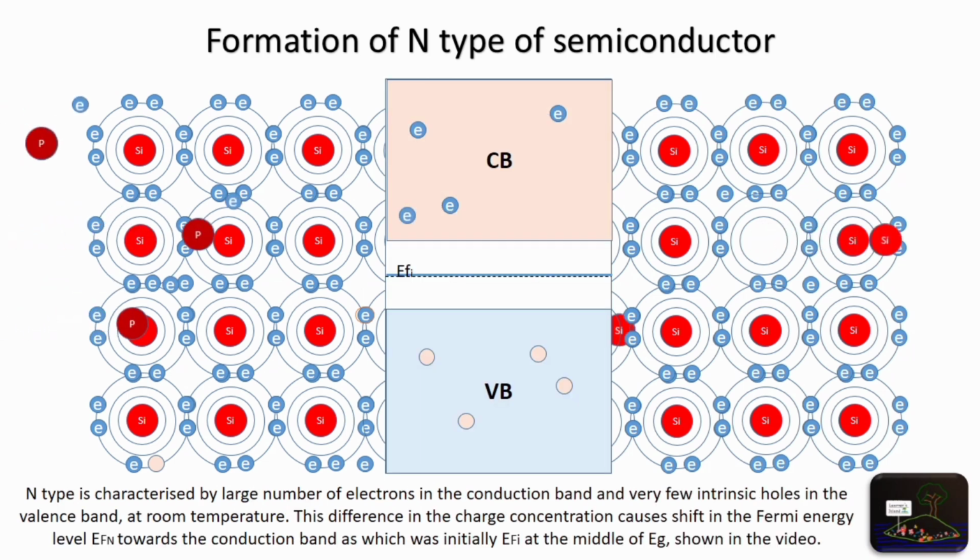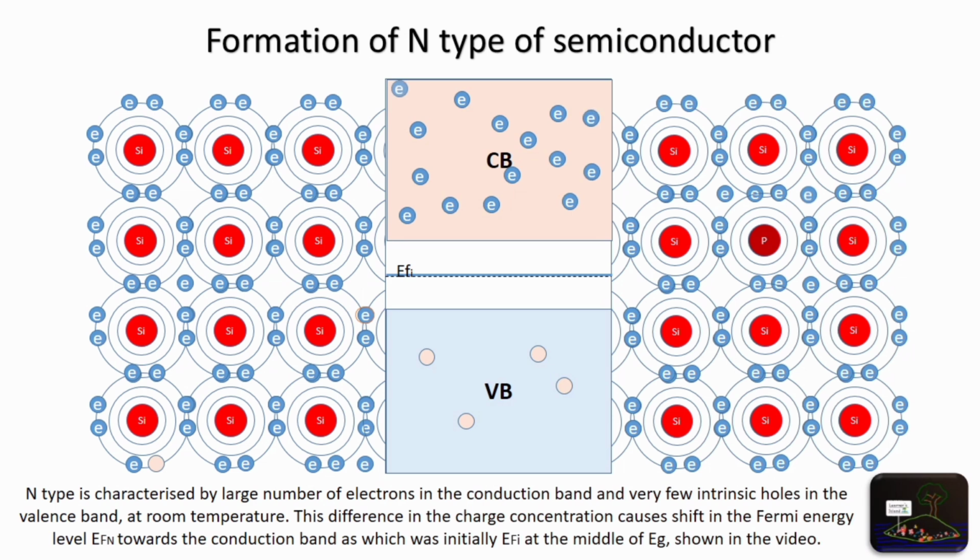N-type is characterized by a large number of electrons in the conduction band and very few intrinsic holes in the valence band at room temperature. This difference in the charge concentration causes a shift in the Fermi energy level, EFN, towards the conduction band, which was initially EFI, at the middle of EG.